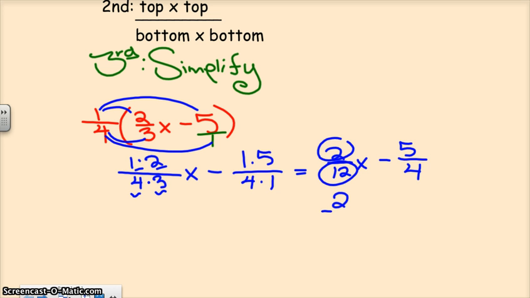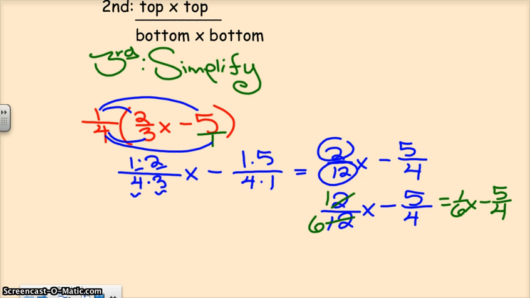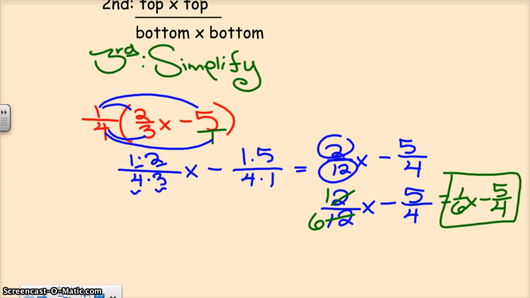I'm going to rewrite this because I circled it. The last step that I added was to simplify. 2 and 12 share a factor of 2, so I'm going to divide them both by 2, and I get 1/6. Final answer is 1 over 6x, take away 5/4. Leave it at that. It is done. I leave the 5/4 as an improper fraction with my age. Okay, I'm going to do another one.